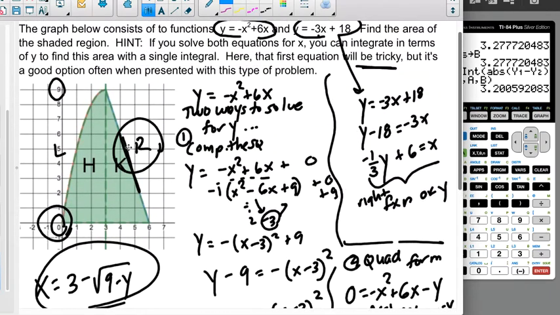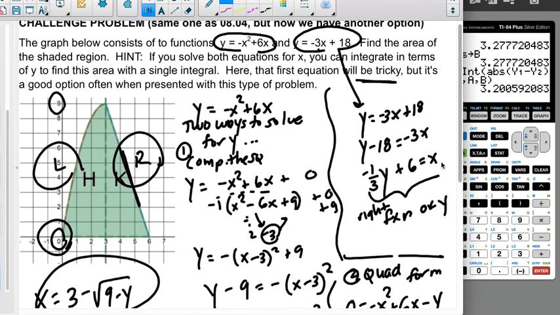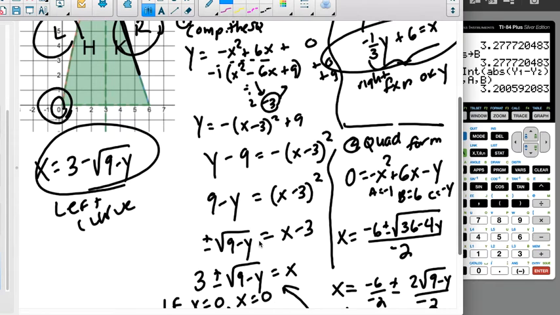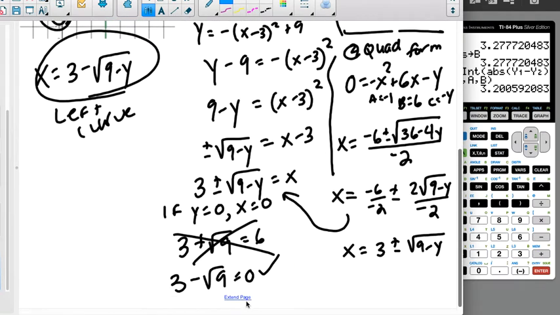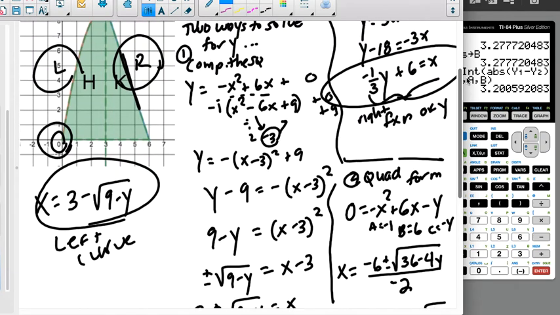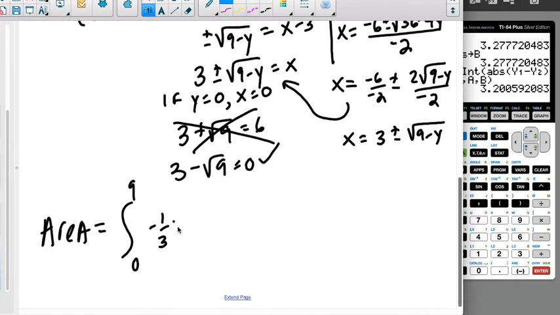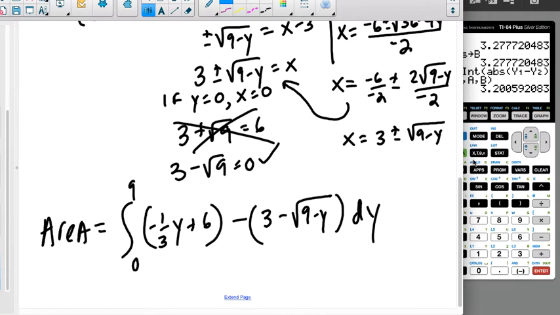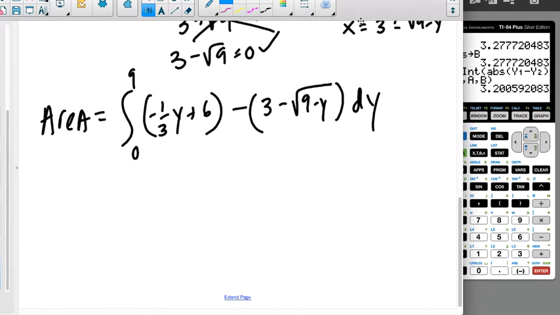So after all that work, if you chose to do it this way, which again, in this instance would be a horrible problem, you would do right minus left, right? Which again is awful. And if you were doing this without a calculator, it would be pretty hard. But if you're doing it with a calculator, you could literally do this function minus this function in the calculator, which is an advantage that you have only because you solved for y. So the area here essentially would be the integral from 0 to 9 of this function, -1/3 y plus 6, which was the rightmost function, minus 3 minus the root of 9 minus y, with respect to y. So a single integral instead of 2 integrals, and if you wanted to integrate it, you could, and you would get the same answer we did.